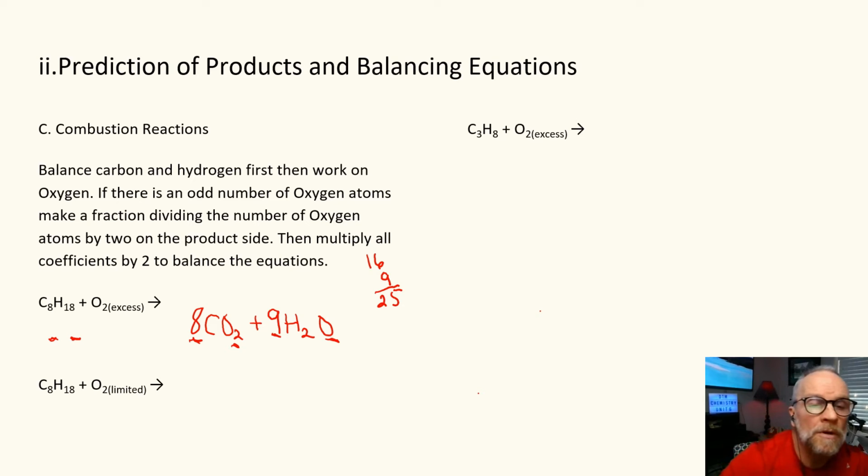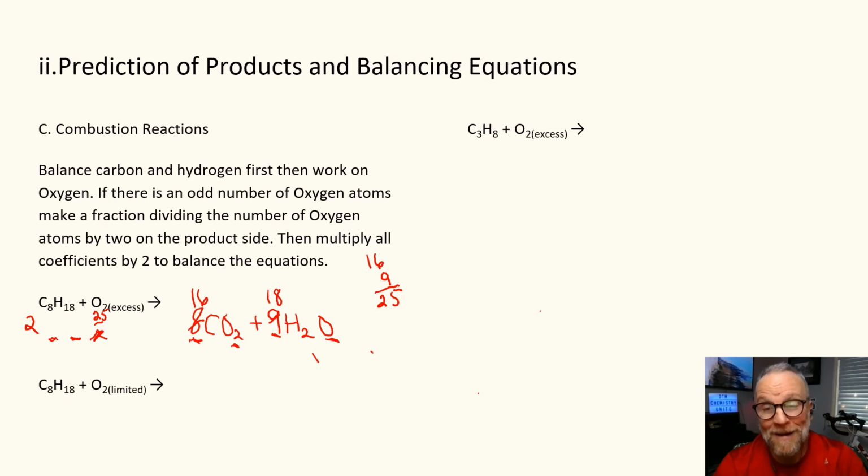So now what we're going to do is make a fraction. So we'll put 25 over 2. Well, you have to have whole numbers when you balance chemical reactions. And so now to get rid of this 25 over 2, we're going to multiply everything through by 2, and we should be balanced. So remember, there's nothing there, so it's assumed to be 1. So 2 times 1 is 2. 2 times 25 over 2 gives us 25. 2 times 8 will give us 16. And 2 times 9 will give us 18. All right, so we're balanced.